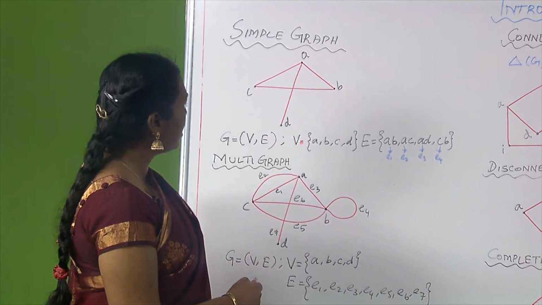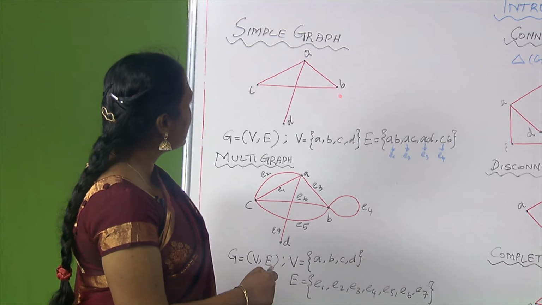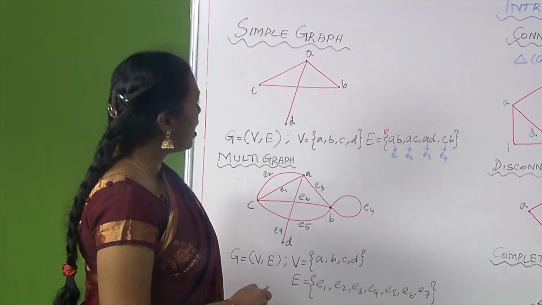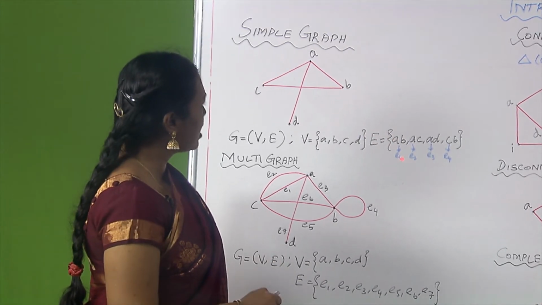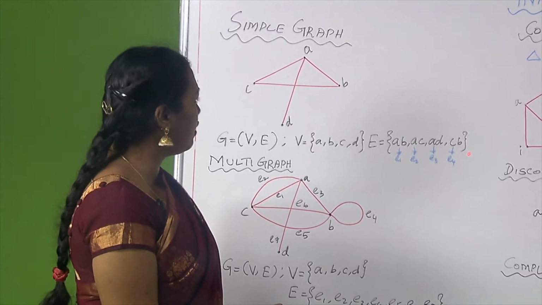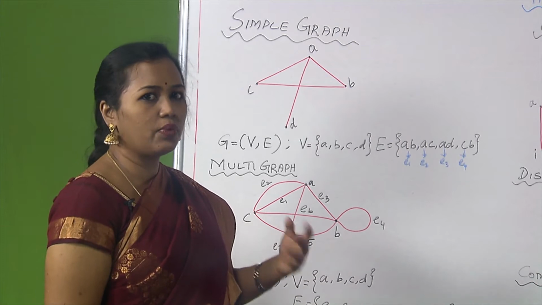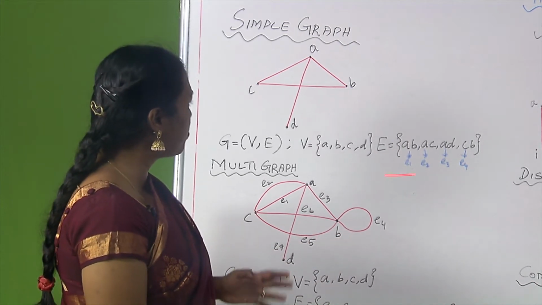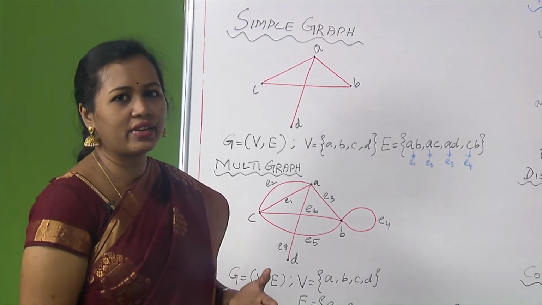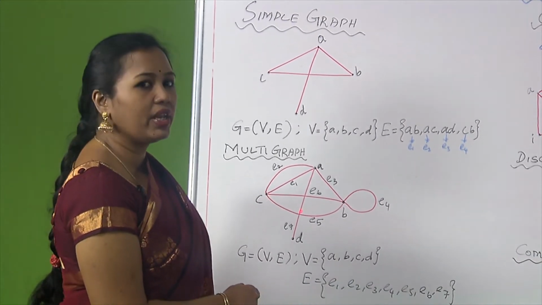So G(V, E): the vertex set consists of A, B, C, D, and the edge set consists of AB, AC, AD and BC. I have drawn all these edges and they have been represented in the edge set. You can even name them as E1, E2, E3, E4 etc. Depending on how many edges you have, you can name them E1, E2 etc., and vertices likewise V1, V2, and this is how you represent a simple graph. Now, let us see what a multi-graph is. A multi-graph is one in which there is more than one edge between any two vertices.